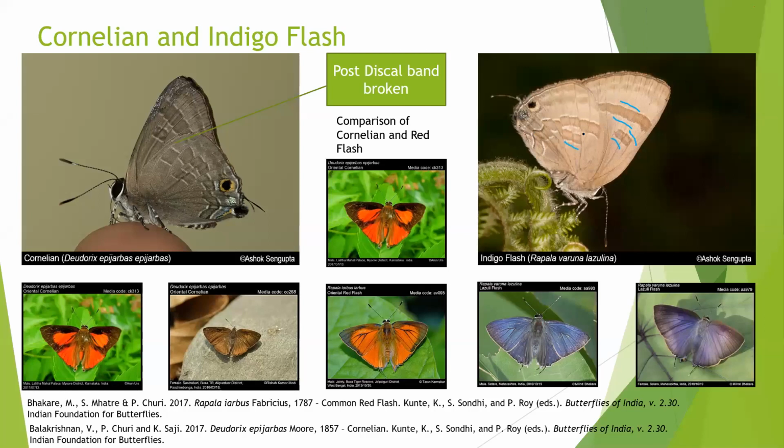This is called the end cell band. This touches the post-discal. This is called the post-discal band. This band is the post-discal band. The end cell band touches and merges with the post-discal band, and this makes it an indigo flash, which is different from your red and slate flash.